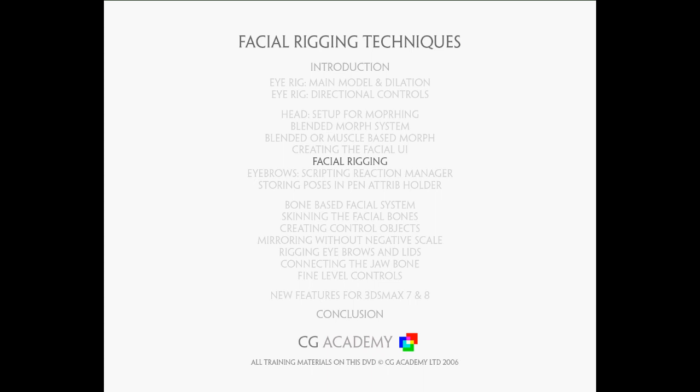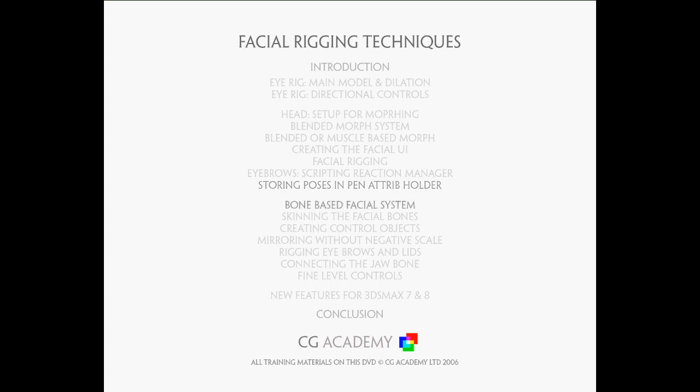Chapter 7, facial rigging. We're going to look at connecting the UI to the morphs using Reaction Manager, and then building all the targets and connecting them to the UI system. Chapter 8, eyebrows and scripting Reaction Manager. We're going to connect up the eyebrow shapes to the controls, and also script the morph shapes to controls using Reaction Manager. Chapter 9, using Attribute Holder 2 to store poses. We're going to look at writing custom attribute definitions in MaxScript, instancing controllers to attributes, and setting, storing and reusing poses using Attribute Holder 2.